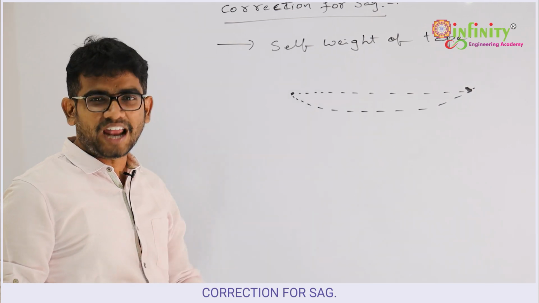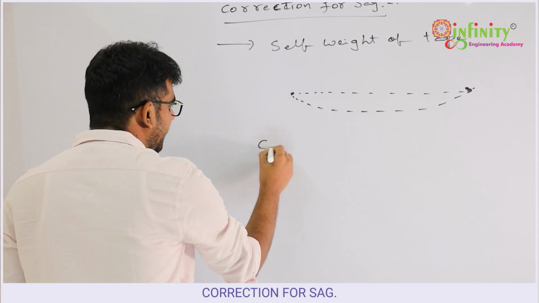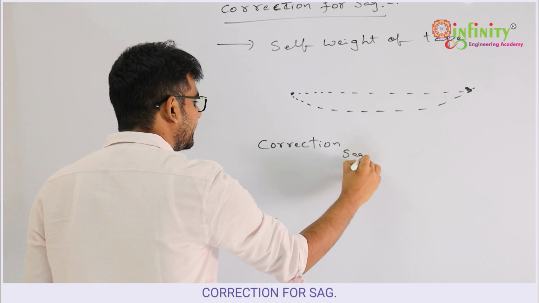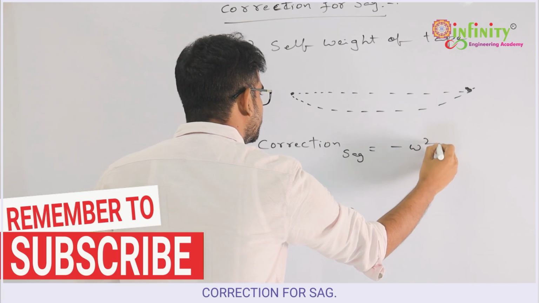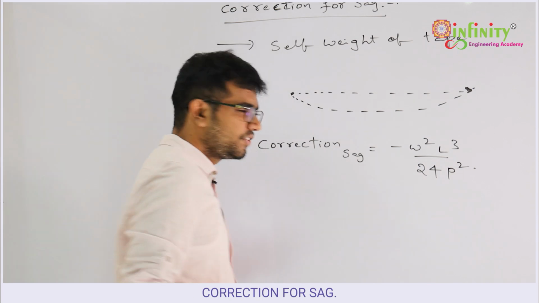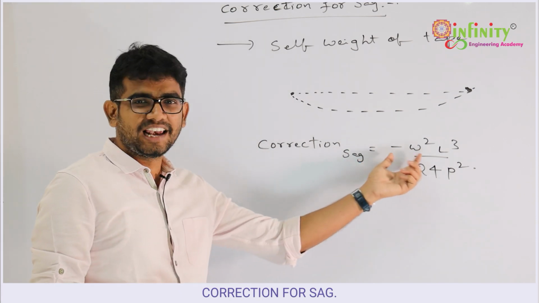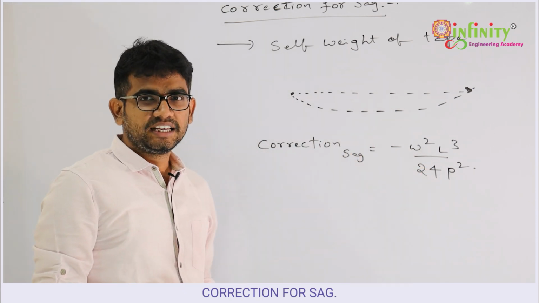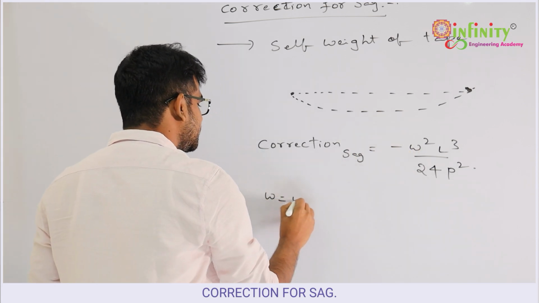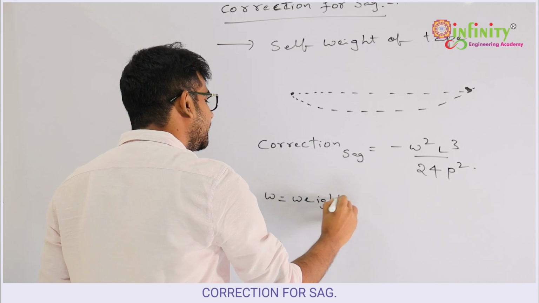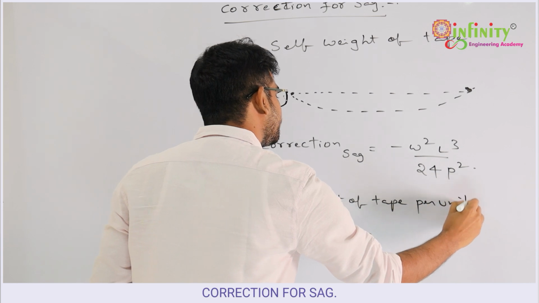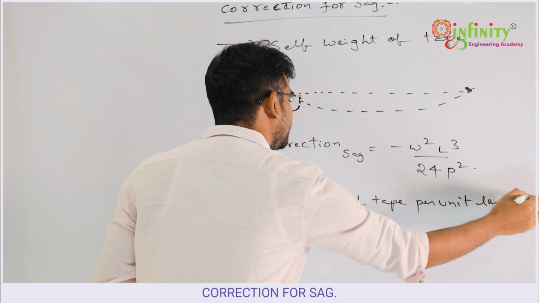So the correction we have to apply here is: correction for sag equals minus W square L cube by 24 P square. Okay, correction for sag is minus W square L cube by 24 P square. Now in this formula, W is the weight of the tape per unit length.